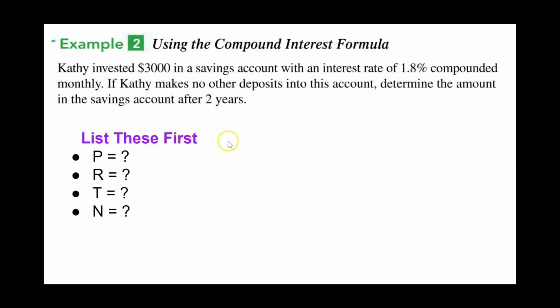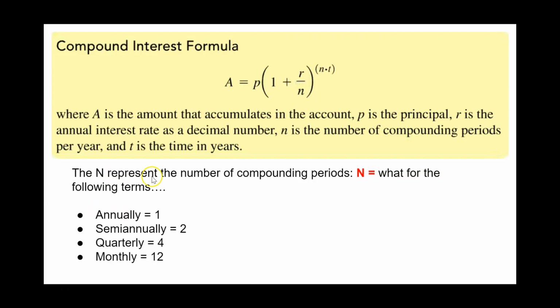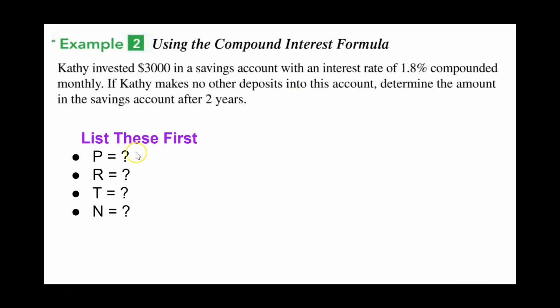So let's work an example. The best way I would suggest when you're first starting off is to list the 4 letters that we're looking for. So here's my 4, 1, 2, 3, 4, and tell me the number that actually goes beside it.